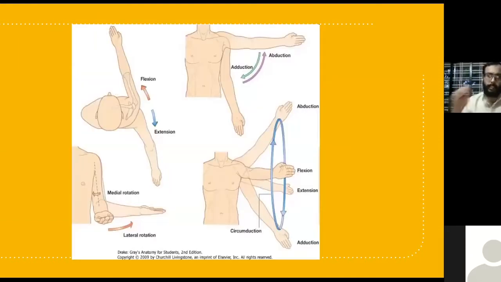Coming to the clinical examination of the shoulder, the first thing you want to do is inspection. In inspection, undress the patient up to the waist to compare both shoulder joints. This is the first thing to do as part of inspection.